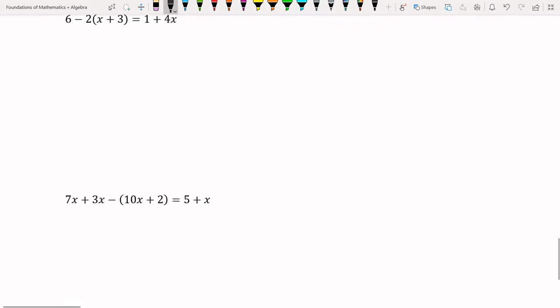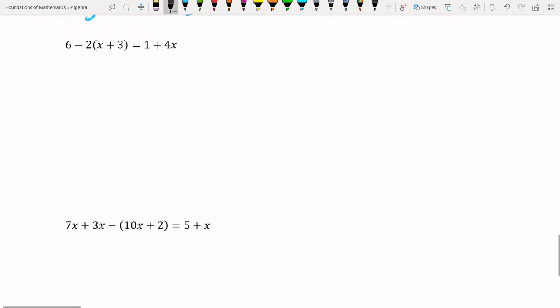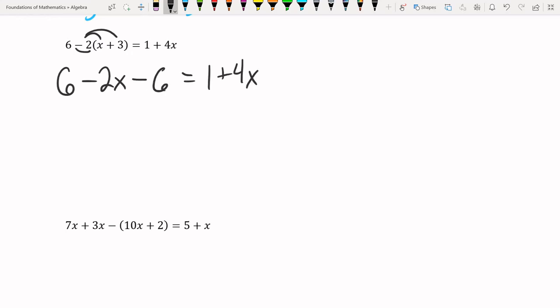Okay, this one, distribute first. Now we're distributing a negative 2. Make sure you always distribute a negative if it's in front of a number there. So we have negative 2 times x is negative 2x. Negative 2 times 3 is negative 6. And here we can combine like terms. The 6 and the negative 6 actually cancel. So now we have negative 2x equals 1 plus 4x.